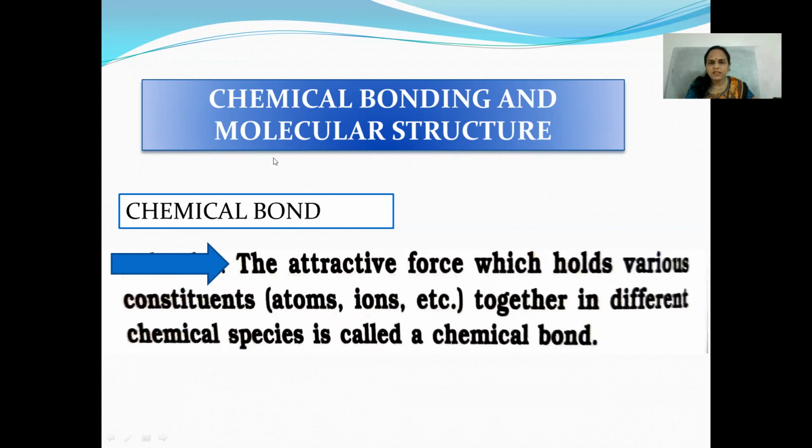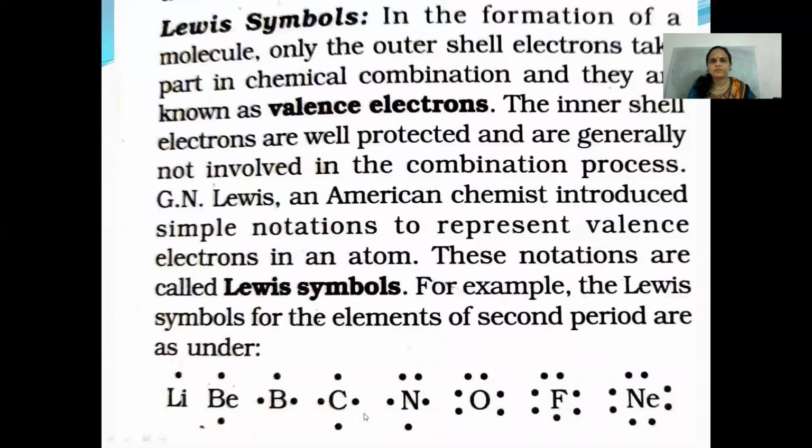So to define chemical bond, you will write: the attractive force which holds various constituents, that is atoms, ions, together in different chemical species is called a chemical bond. We'll see here how to write the Lewis symbols.